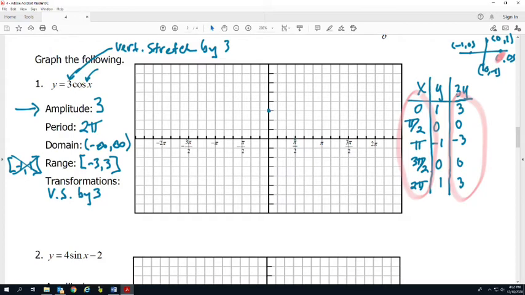At pi over 2, we're at 0. At pi, we're at -3. At 3 pi over 2, we're at 0. And at 2 pi, we're up here at 3, and then going back around. Okay, so my graph should look something like this.